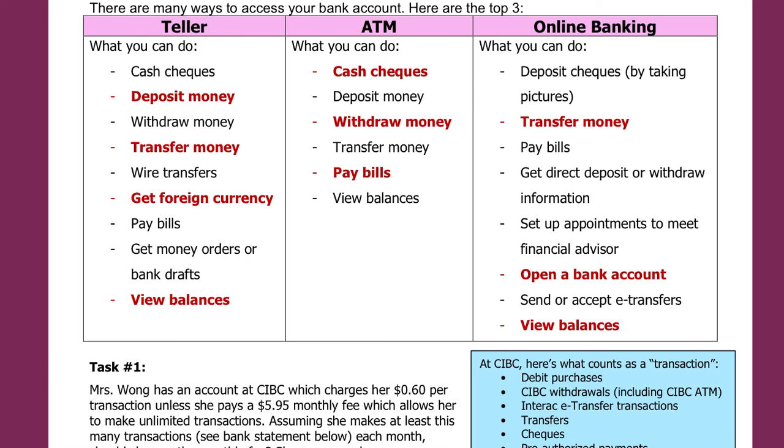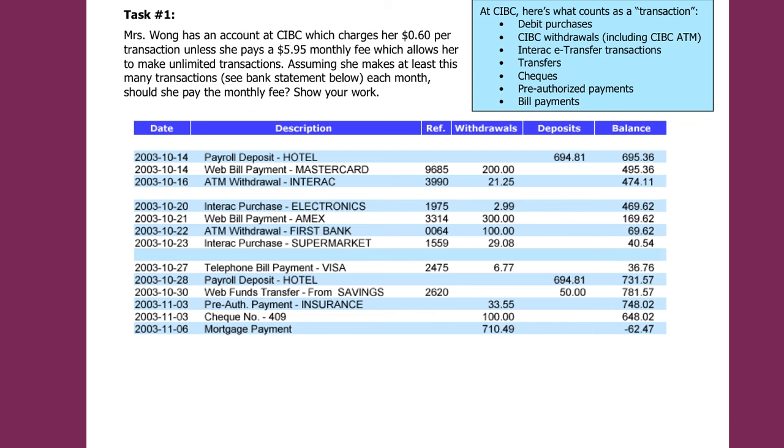You can set up appointments to meet with a financial advisor. So you can make these appointments online rather than having to go in or call. You can open up a bank account online from your home. You can send or accept e-transfers, and you can view balances. So these are the most common things that we would do for banking. So we're going to move on down here to task number 1.